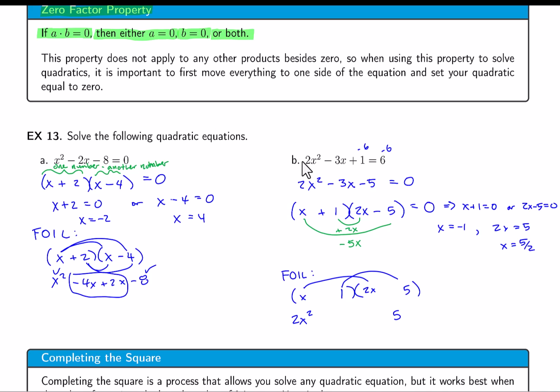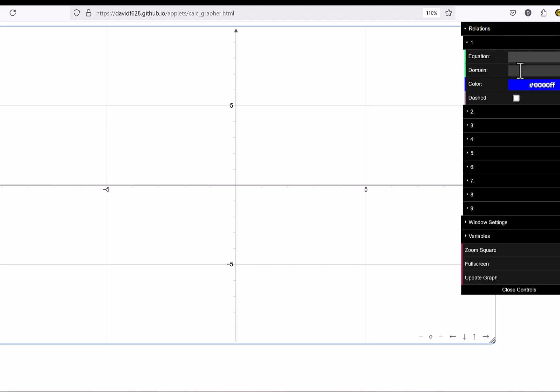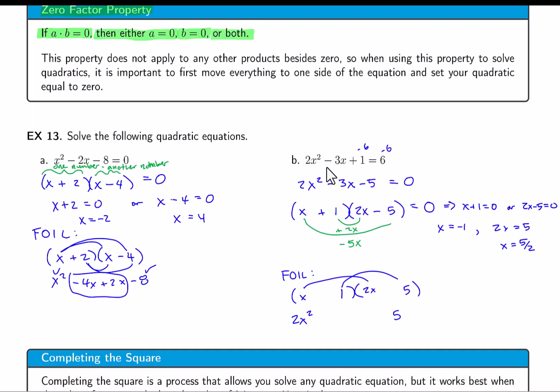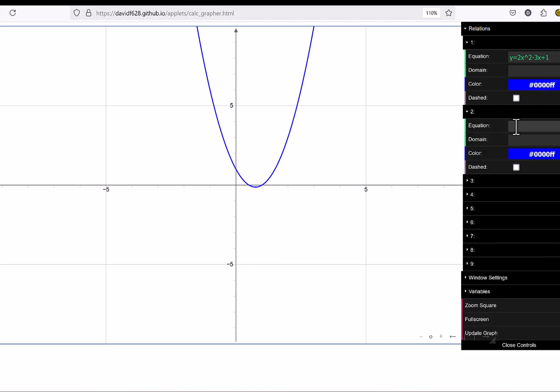Okay, so 2x squared minus 3x plus 1. So let me put that on a graph. All right, 2x squared minus 3x plus 1, I think it was. Then my other side of the equation was just 6. Okay. So y equals 6.